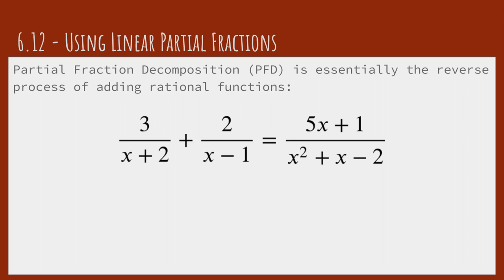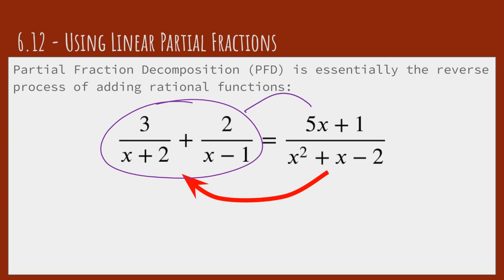And the idea here is rather than having two terms, two rational functions that we combine by getting a common denominator to get a single rational function, we're going to work backwards. So it's the reverse process of adding rational functions. If you think about the process that we would go from this expression to this expression, we would get a common denominator, which is going to be x plus 2 times x minus 1. We combine the two fractions with the common denominators, and then we simplify. So what we're trying to do now is reverse that process.